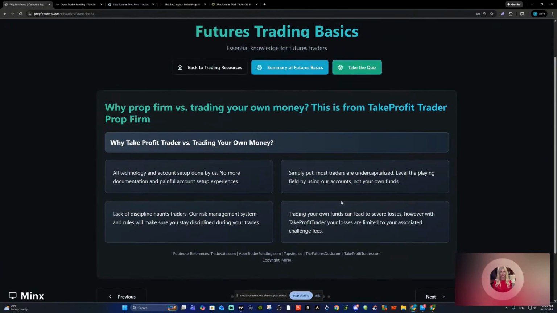So in my opinion, if you want to just test it out, although they have tight regulations, you're essentially forced to have good habits by the rules. And I'll go over some of the stuff on here, but why prop firm versus trading your own money? And this here is from Take Profit Trader.